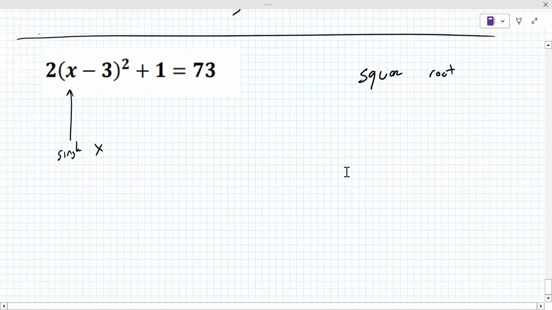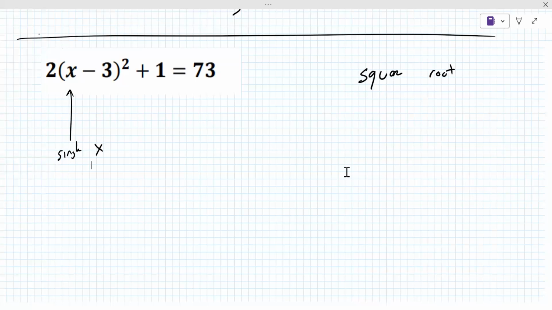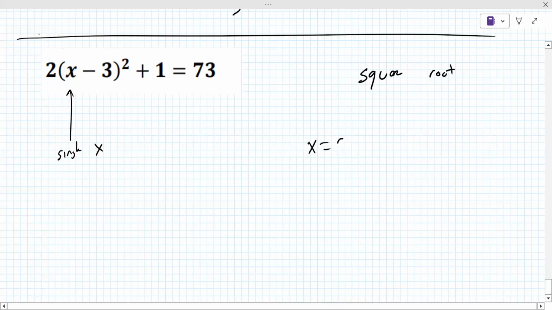So then would I subtract 1 to start? I feel like I would. Yes. So then x minus 3 squared is 72 divided by 2, which is 36. And x minus 3 squared equals 36, and x minus 3 equals plus or minus 6. So then x equals 9, and then x equals negative 6. So you got 9 and negative 6.